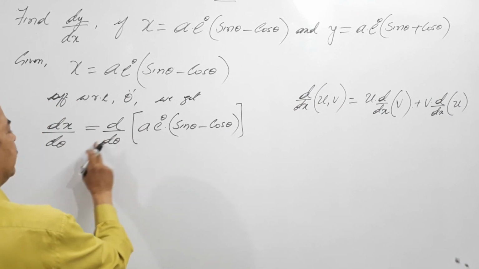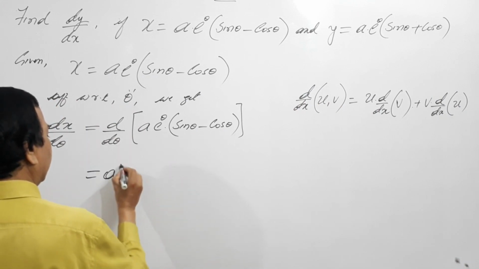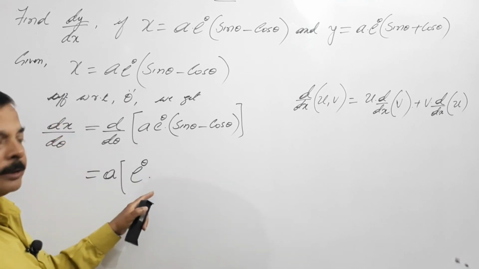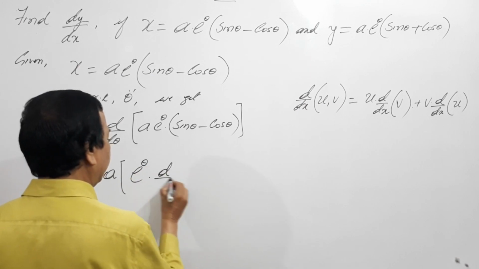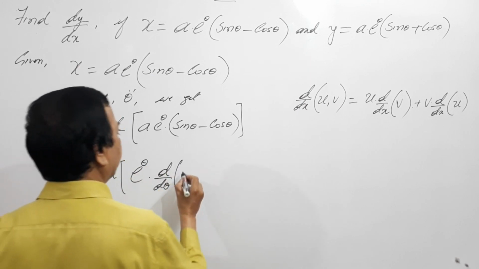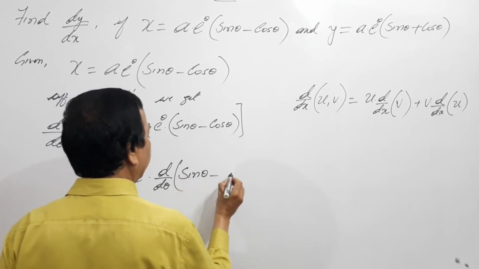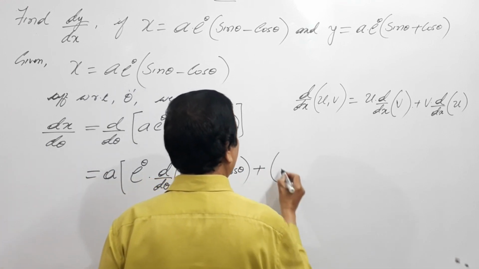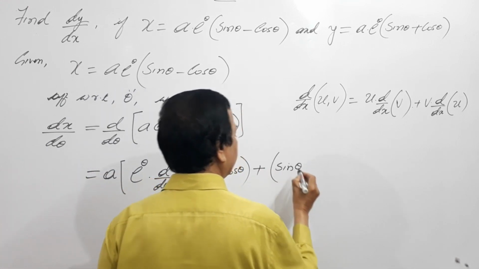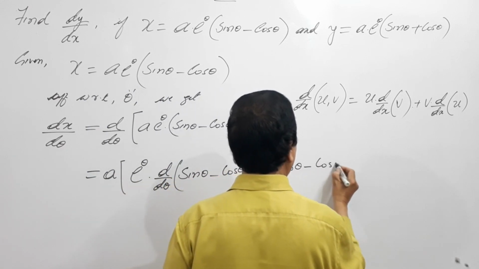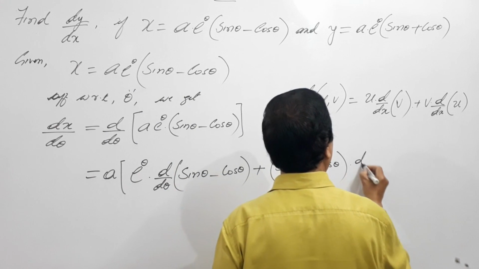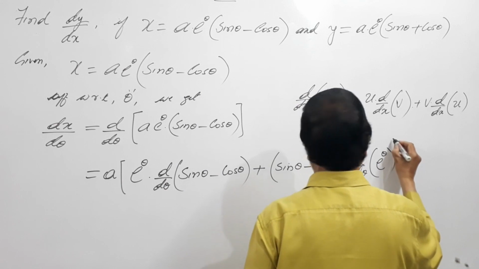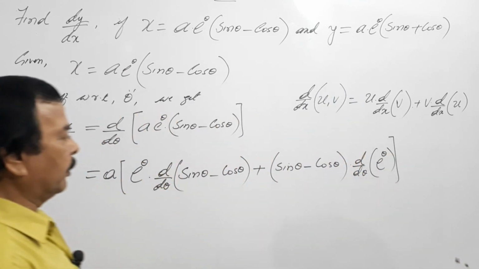So I will take this a outside, since it is a constant, and I have to use the product rule here. I will keep e to the power of theta as it is, and differentiate d by d theta of sin theta minus cos theta, plus sin theta minus cos theta into d by d theta of e to the power of theta. That's our product rule. Done.